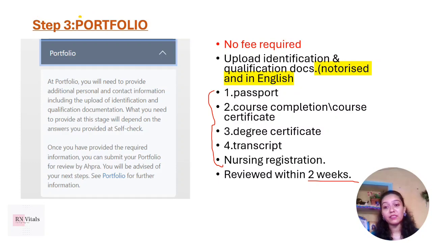Next step is something that requires fees. So after portfolio, I think you get 2 to 3 months of good time where you can prepare for yourself and also arrange for fees. So make sure you keep all these things in mind. We'll be moving on to the next step.